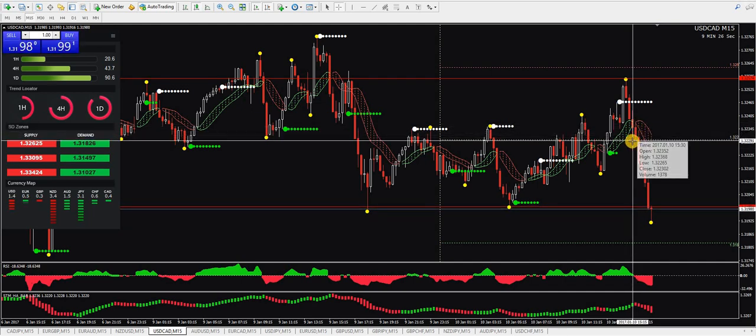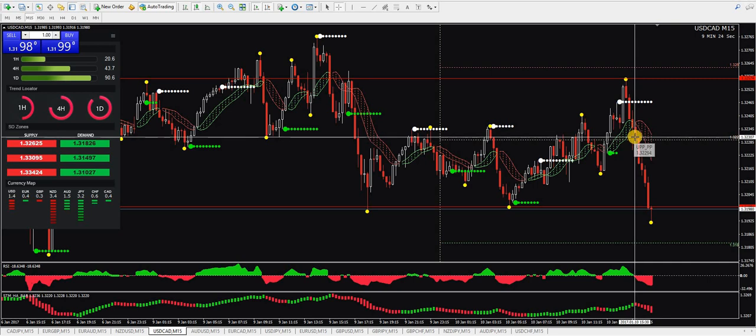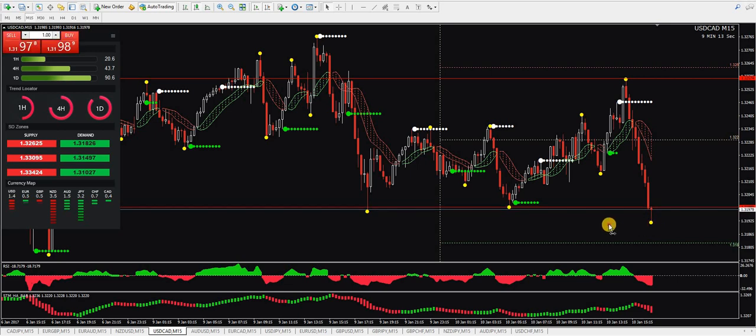So if I was actually watching the market at this time, once this bar closed, I could have entered right here, used this as a stop, and as you can see, the market would have gone down pretty swiftly to our profit target.